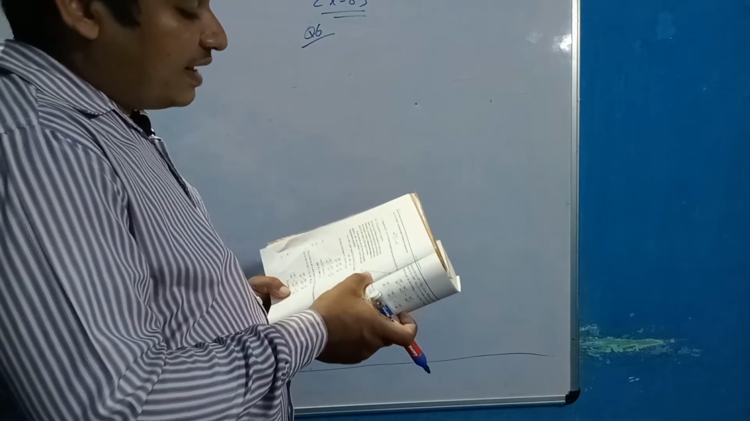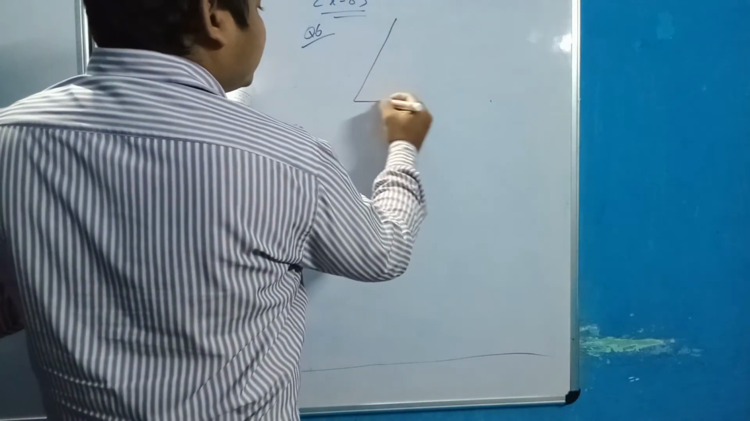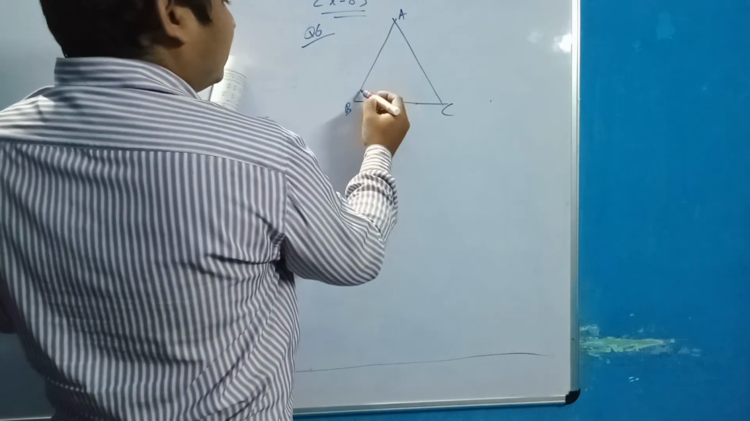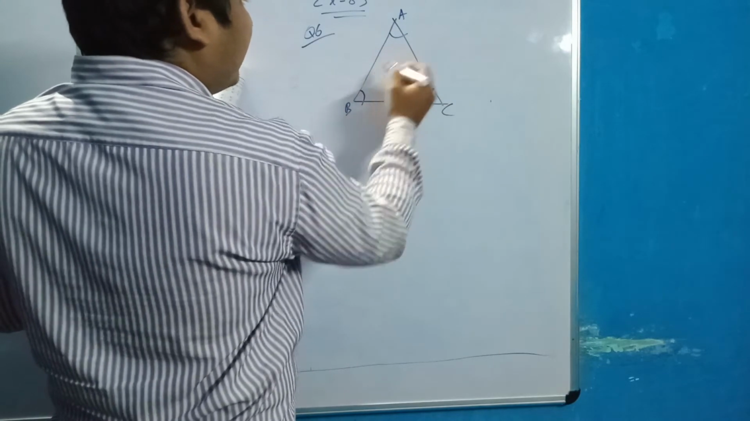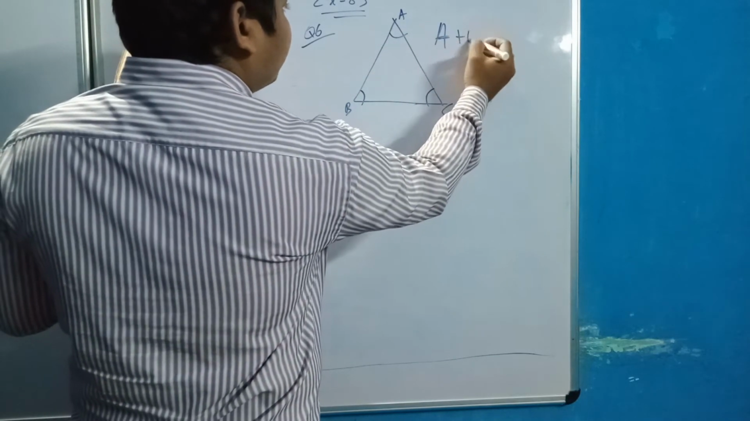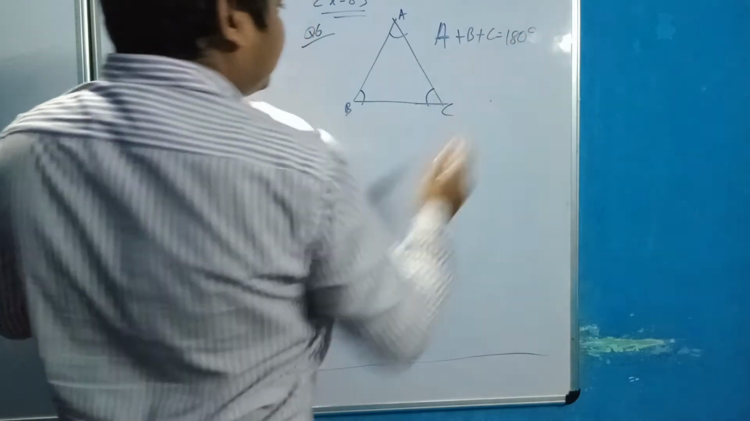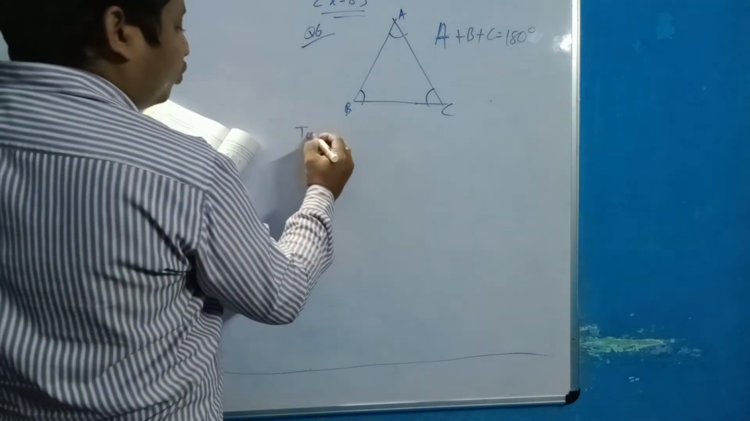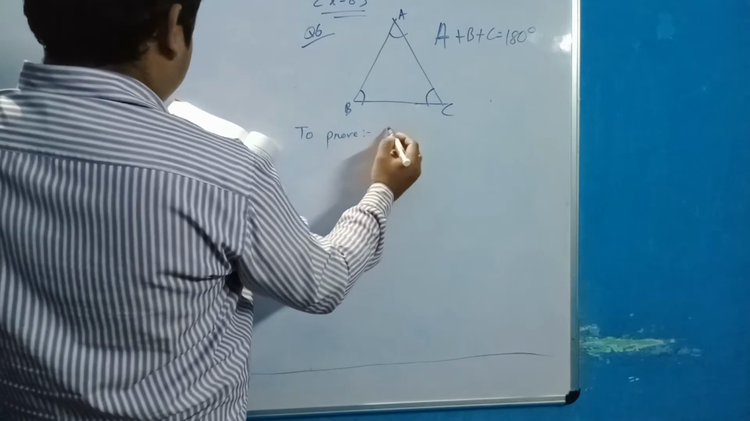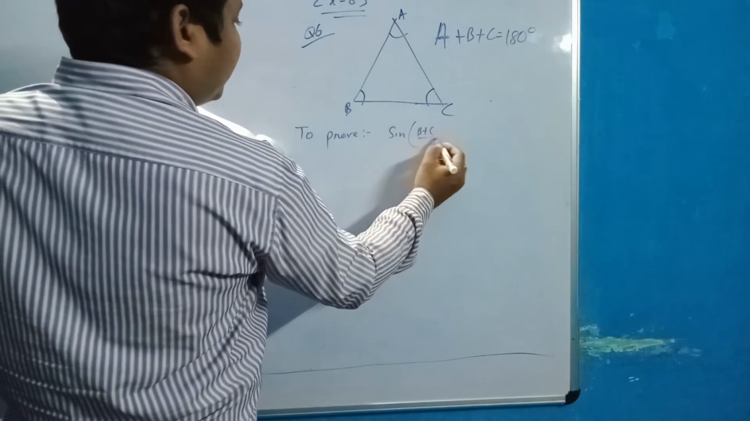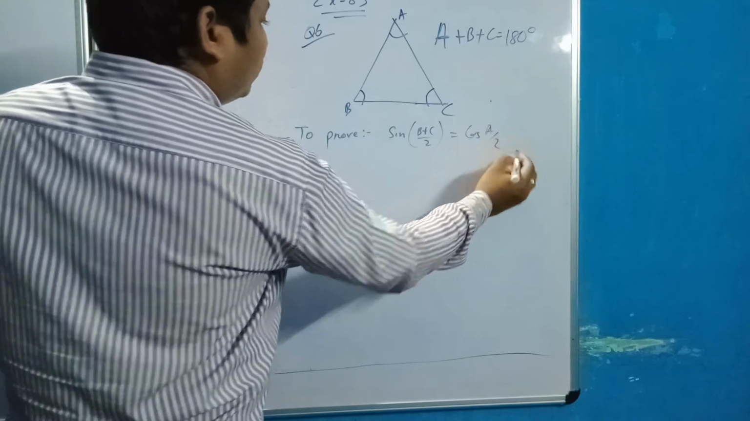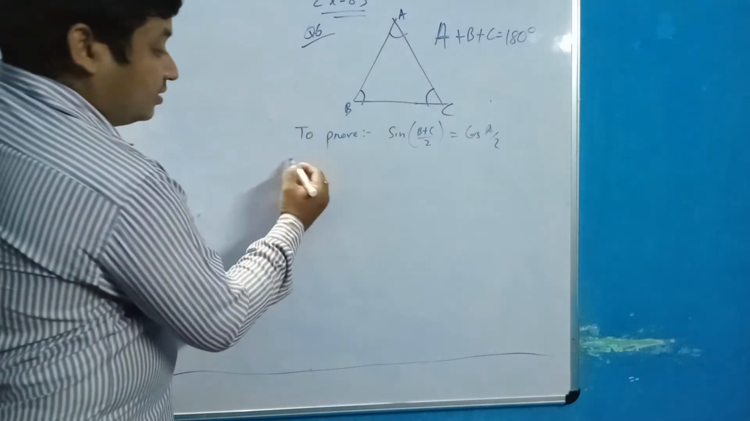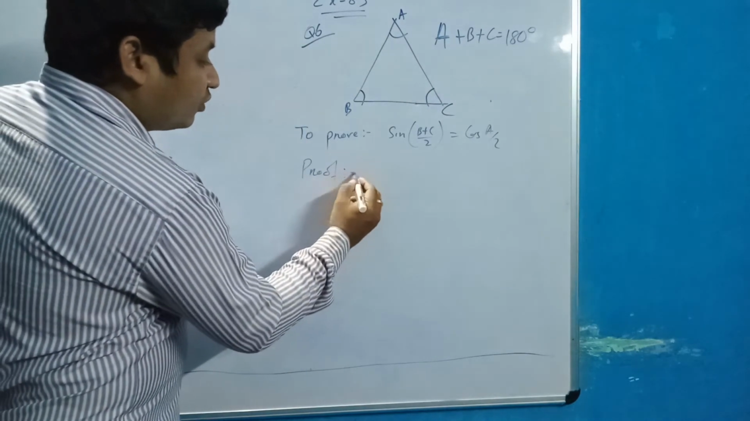If A, B, C are the interior angles, suppose it is a triangle. Here A, B, C is there. If you add these angles, A plus B plus C, it will be 180 degree. Okay. Now we have to prove sin((B plus C) by 2) equals cos(A by 2). This one we have to prove. So let us prove it. Proof or solution.